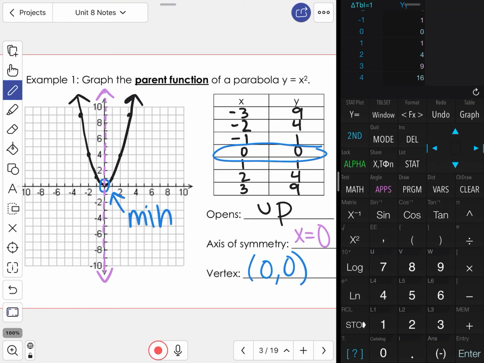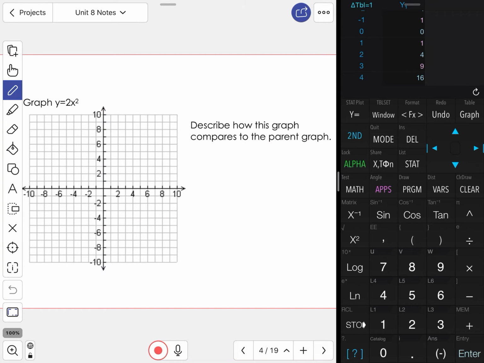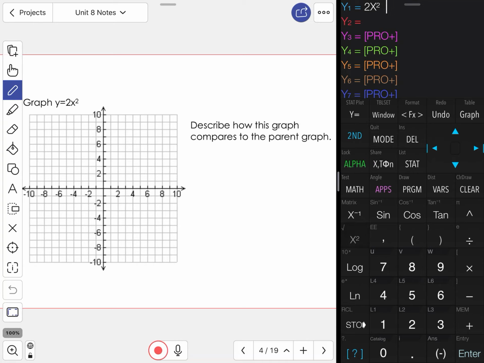Okay, let's try another example. Now we need to graph y equals 2x squared. So we're going to go back to our y equals on our calculator, and we want to type in 2x squared. So remember, your x is to the right of your green button, and then that squared is this button right here that has that x squared. So 2x squared is what we want.